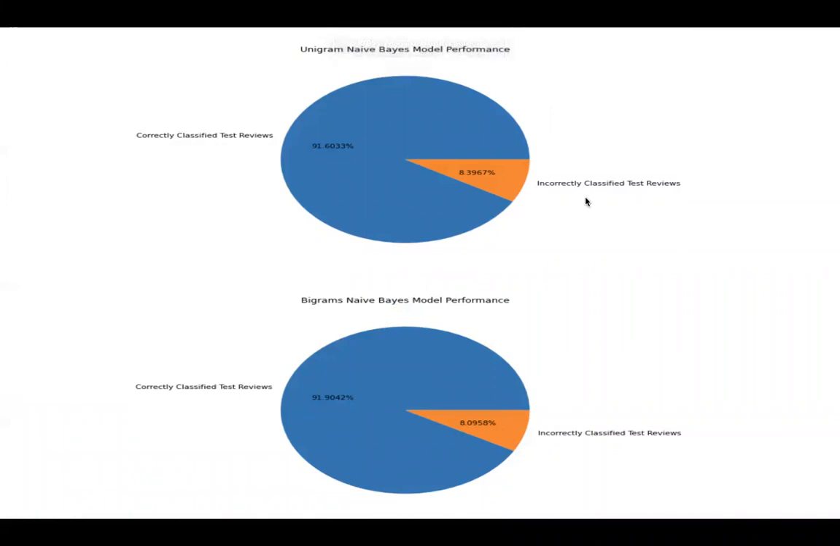So let's talk about the unigram performance. 91.6033% of test reviews in the test set were correctly classified by the unigram naive Bayes model, and only 8.396% were incorrectly classified. The bigrams had a higher performance. The bigrams correctly classified 91.9042% of test reviews in the test set, and they incorrectly classified only 8.0958%.